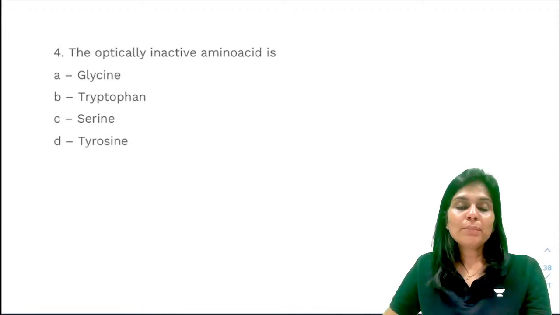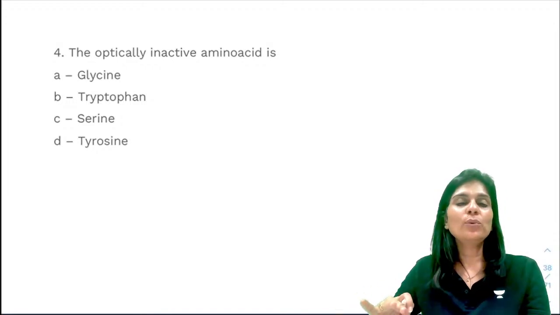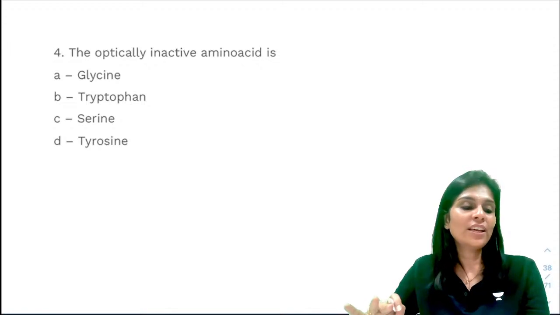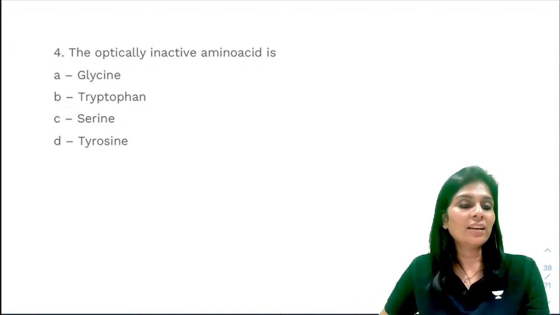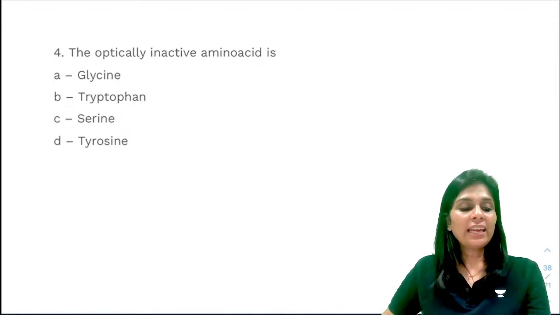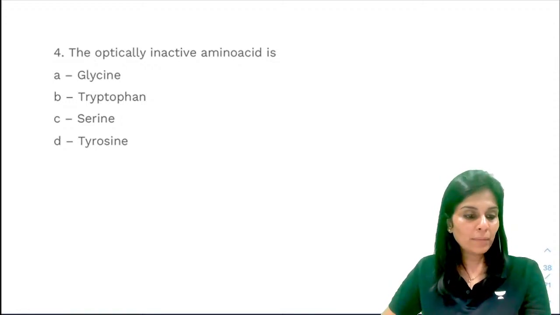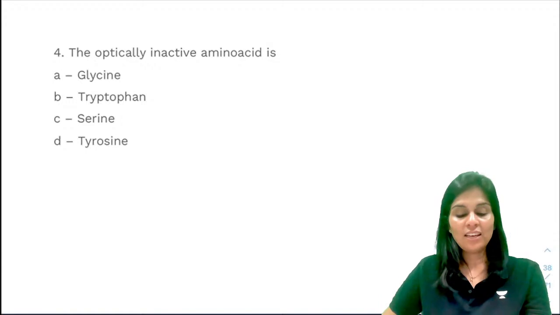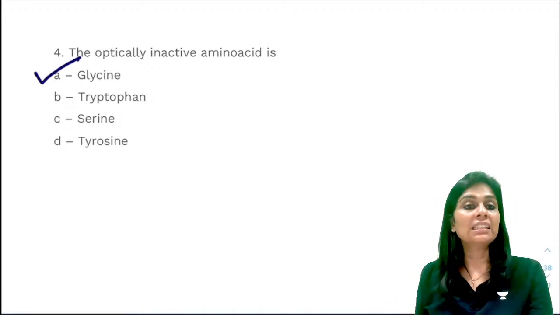Optically inactive amino acid is, which is the optically inactive amino acid? I will end this session by telling you 8 to 9 facts related to amino acids. These 8 to 9 facts are being repeatedly asked. Okay, so the optically inactive amino acid is, very good, Lakshmi has answered it as tyrosine. Many of you have answered it as glycine. So what is the right answer? The optically inactive amino acid is glycine.